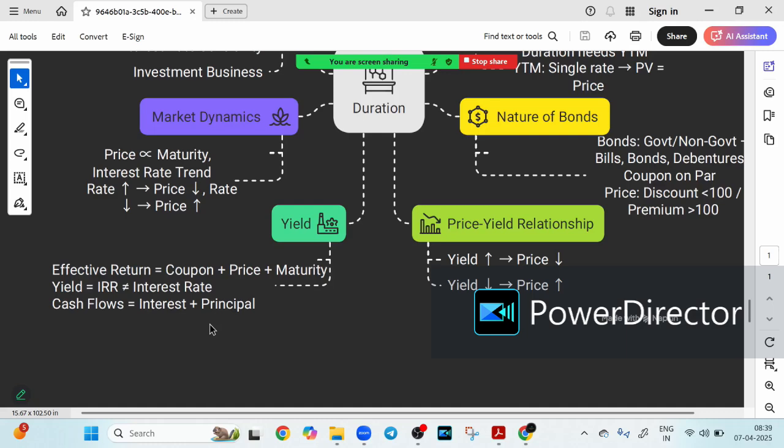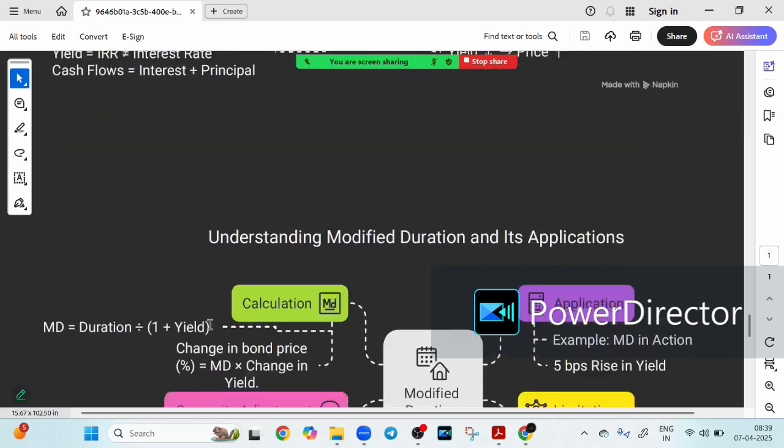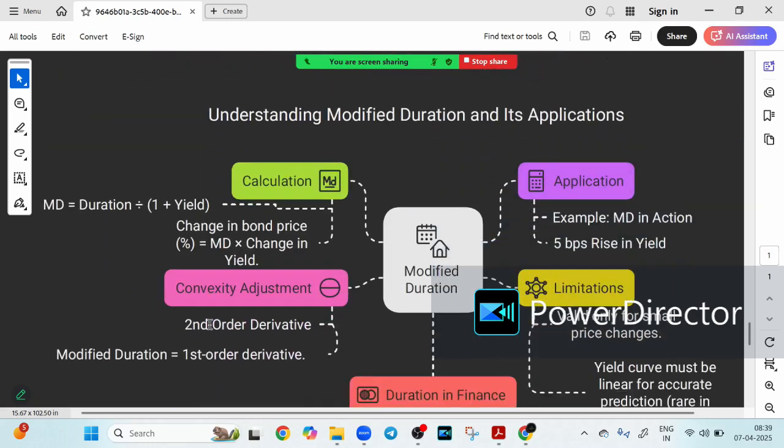Right. Now friends, let's switch to the next topic that we have. The next topic is understanding modified duration and its application. Yes. So friends, if you have already got a grip on the basics of duration, let's now step into its more refined cousin, that is called modified duration. Think of it like duration 2.0. More precise, more predictive, and incredibly useful for investors and risk managers alike.